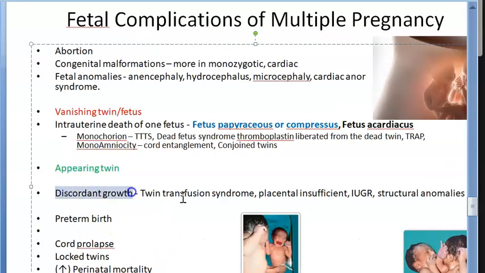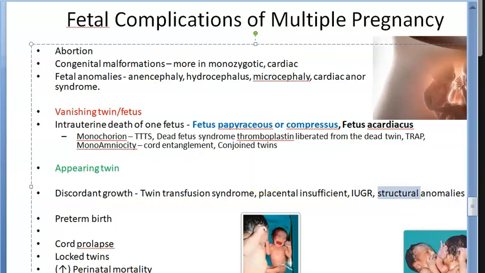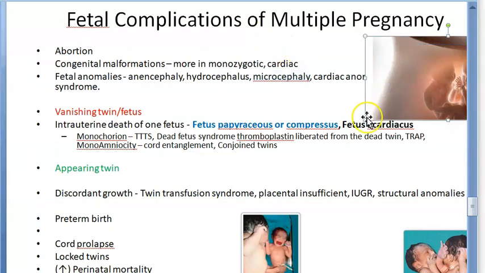Let's move on, guys. Under discordant growth, we were seeing twin-to-twin transfusion syndrome, placental insufficiency, IUGR, that is intrauterine growth restriction, structural anomalies, etc. Do you know what the common anomalies that can happen are? You saw that there can be cardiac anomalies mostly. Otherwise, other anomalies: anencephaly. Anencephaly means no brain and skull. Hydrocephalus, full of fluid. Then microcephaly, small head. Then cardiac anomalies, which we have already told you about.